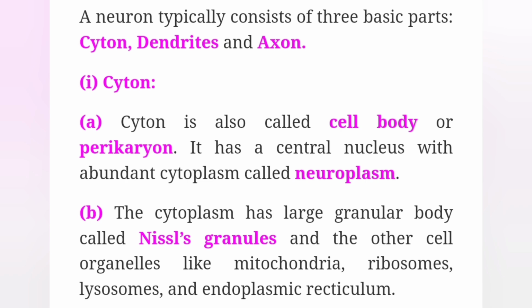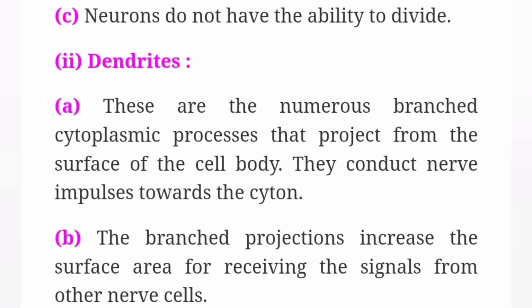Then option B, the cytoplasm has a large granular body called Nissl's granules and other cell organelles like mitochondria, ribosomes, lysosomes and endoplasmic reticulum. Option C, neurons do not have the ability to divide.